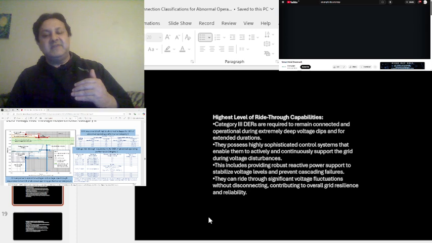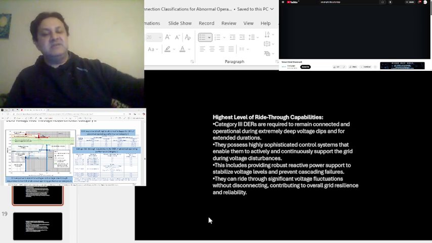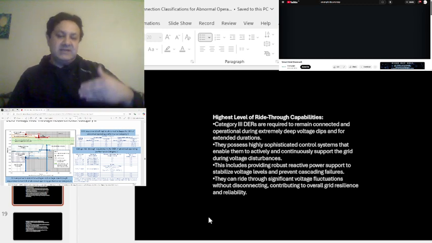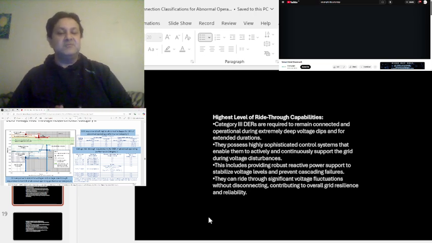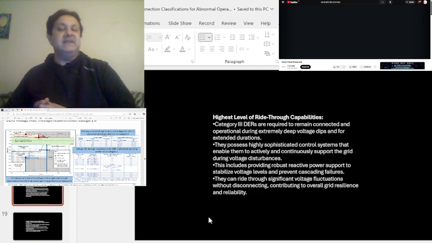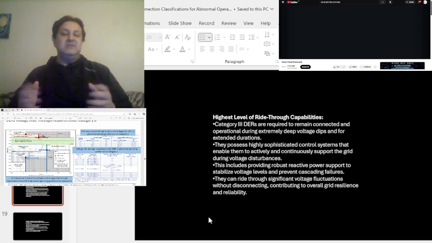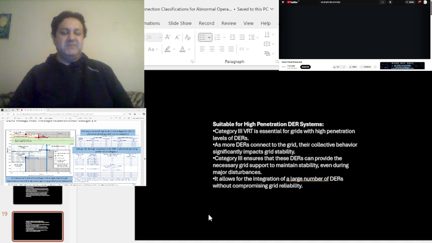In terms of cascading failures, we have one failure and then the failure is followed by various devices or systems, and there is one fault at some place and it keeps going. So we have to protect this. This includes providing robust reactive power support to stabilize voltage, and whenever there is a voltage fluctuation, it has to provide some kind of reactive power to the system to prevent the cascading failure, so they can ride through significant voltage fluctuations without disconnecting, contributing to overall grid resilience and reliability as the one before.